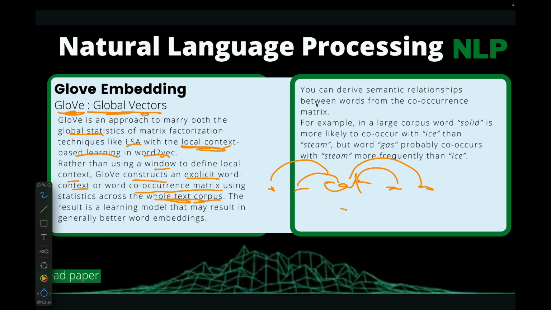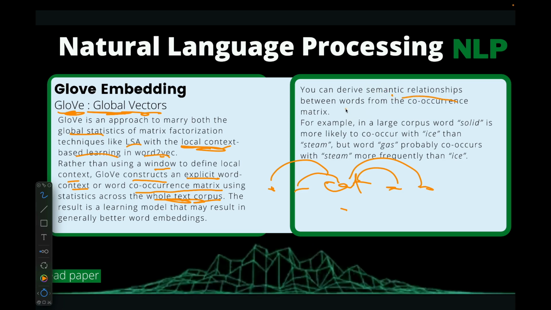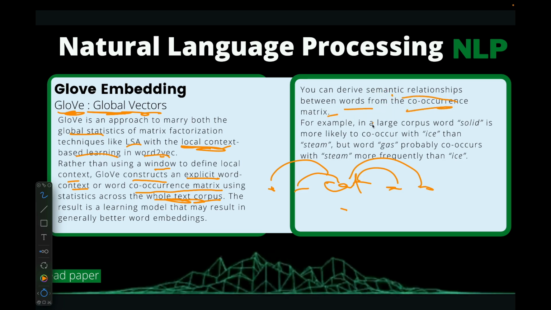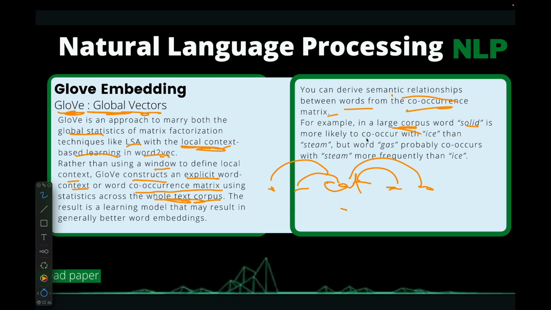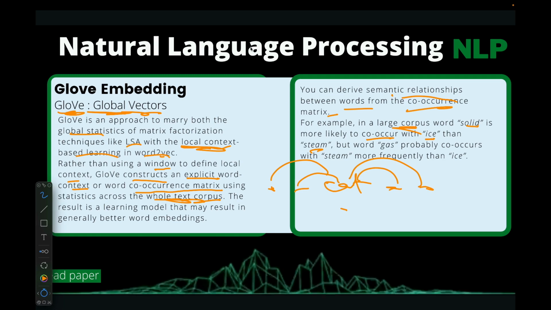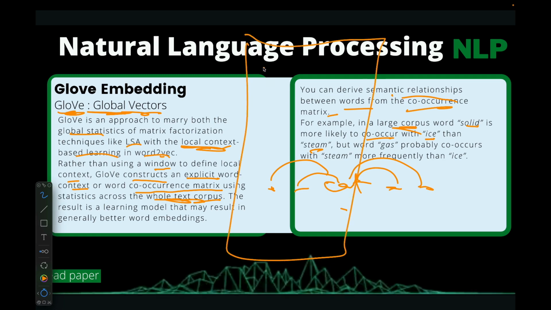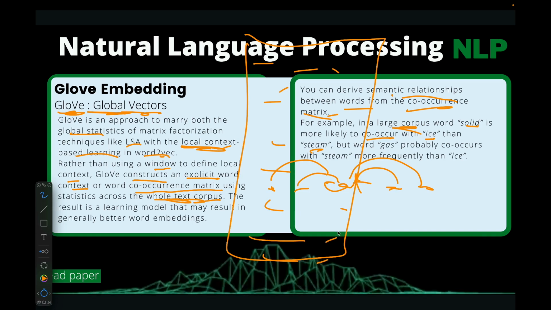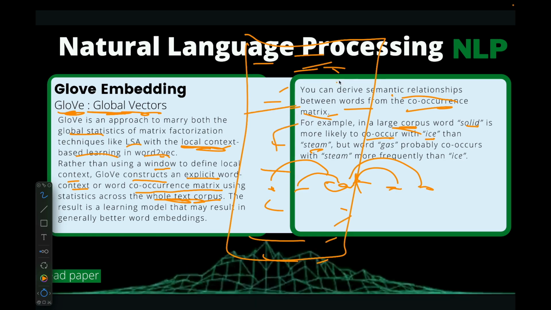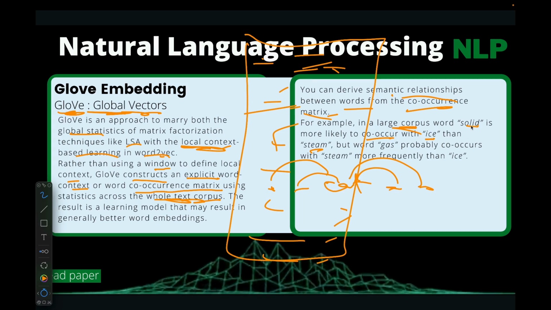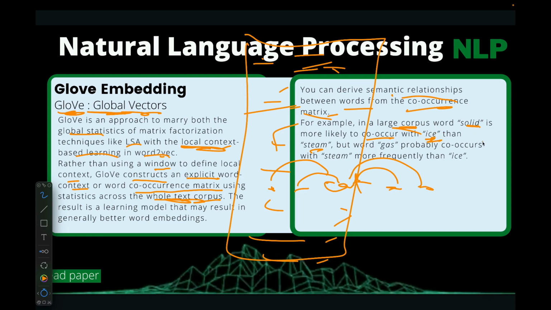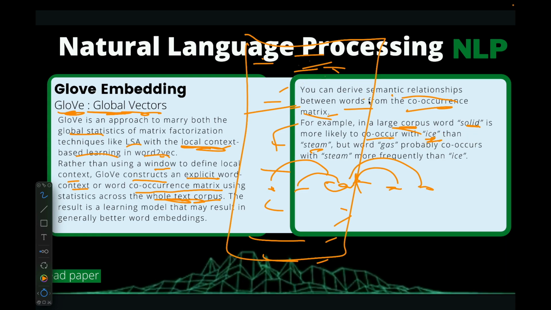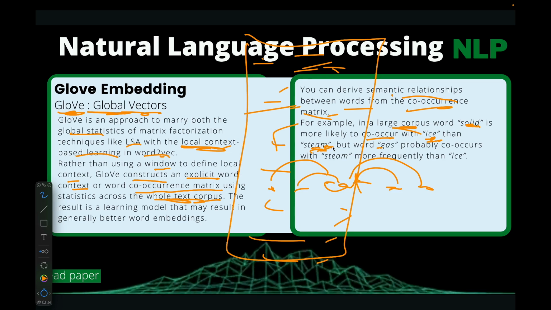Now with this one, you can derive semantic relationships between words from the co-occurrence matrix. So for instance, if you have a large corpus, the word solid is more likely to co-occur with ice than, say, steam. So if you go through that large text that you have, it's likely that there will be many sentences where solid and ice actually appear together, whether one appears after the other or one appears before the other. It's more likely than, say, solid and steam.